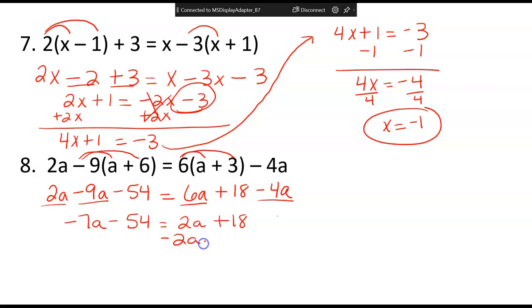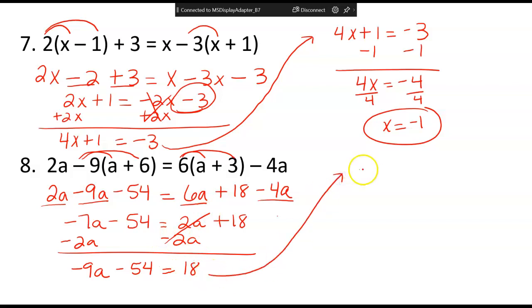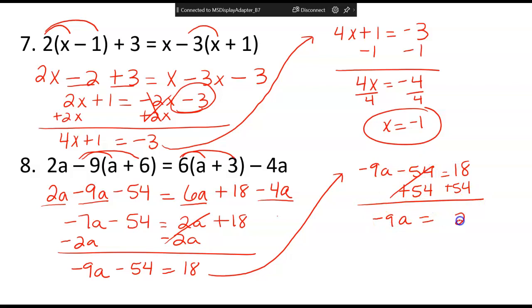I'm going to subtract my 2a. That gives me negative 9a. Bring down that minus 54. Those are gone. That's going to give me a positive 18. I'm going to come over to the side again. Don't have much room. To get my a by itself, I'm going to add my 54 over. That's a negative 9a. Those are gone. 72. And then I divide. And what do we get for a? Negative 8. Again, as long as you get to the final solution of negative 8, you are good no matter how you got there.